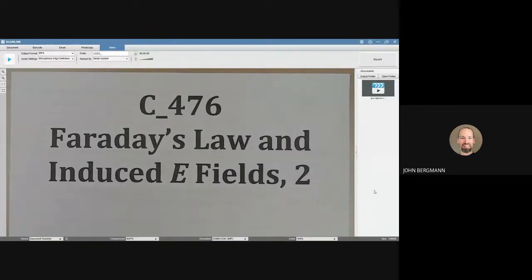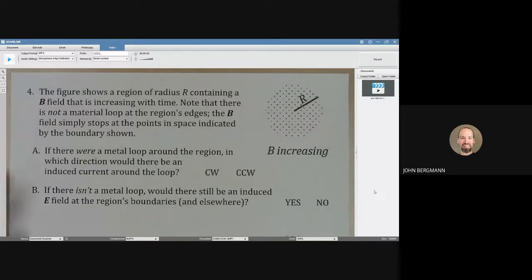Faraday's law and induced electric fields 2. The figure shows a region of radius r containing a B field that is increasing with time. Note that there is not a material loop at the region's edges. The magnetic field simply stops at the points in space indicated by the boundary shown.